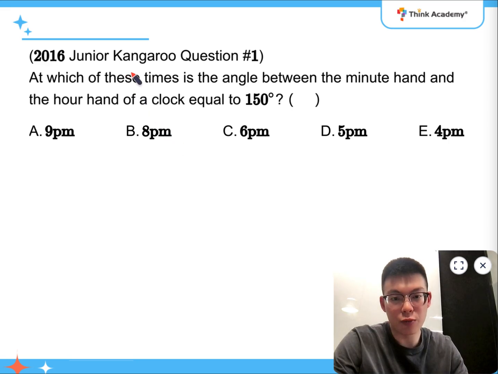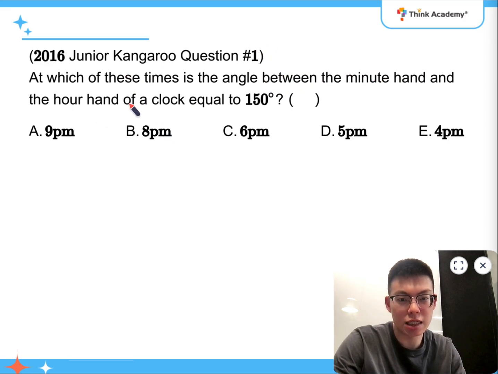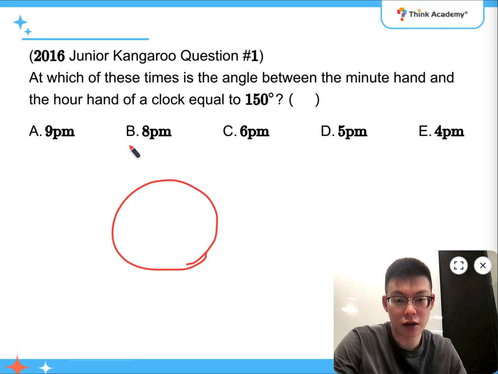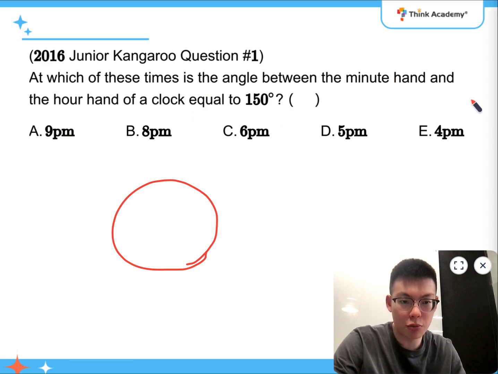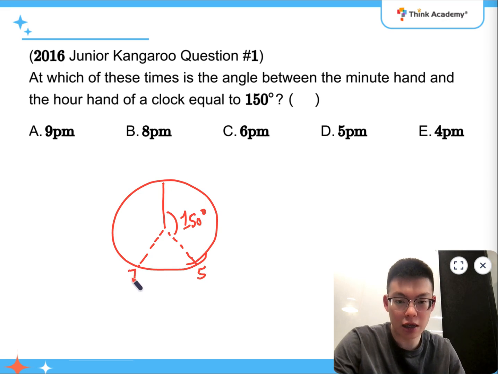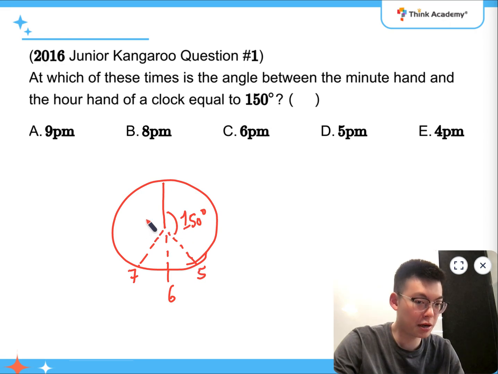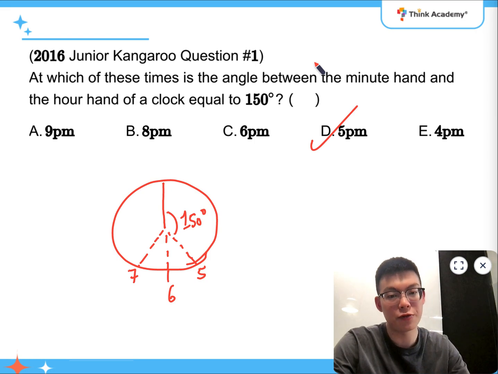Starting from the first one, what time is the angle between the minute hand and the hour hand equal to 150 degrees? So we have a clock face right there, and you can see that the options are all in O'clocks, which means that the minute hand is going to be pointing at 12, and 150 degrees away from the 12 mark is either going to be a 5 mark or a 7 mark, which are both 30 degrees away from the 6 mark, right? So there's no 7 in the answers, which means the answer is D for 5.